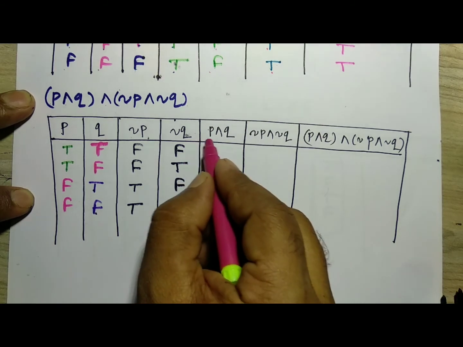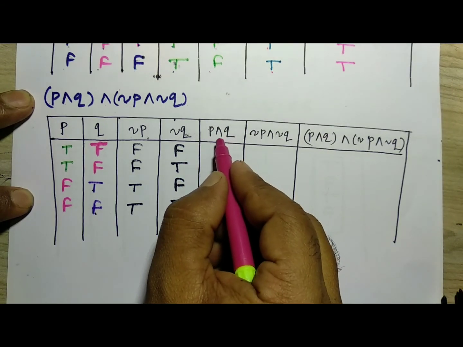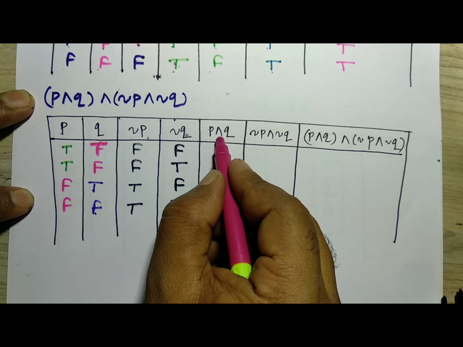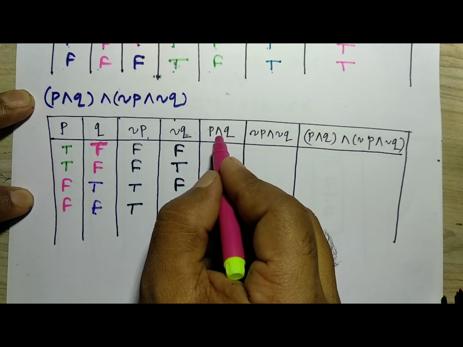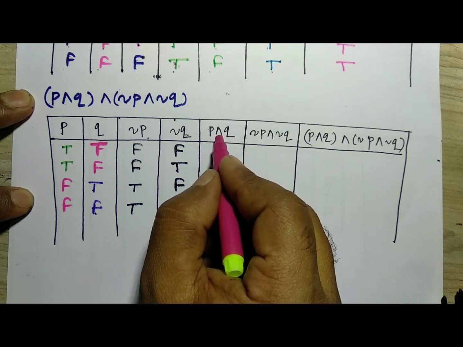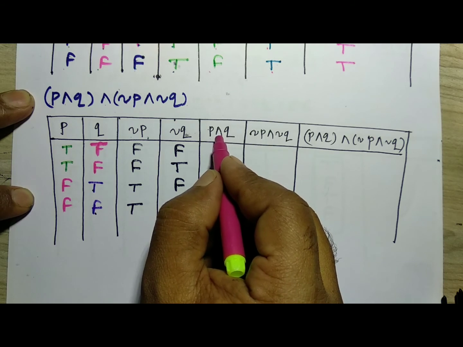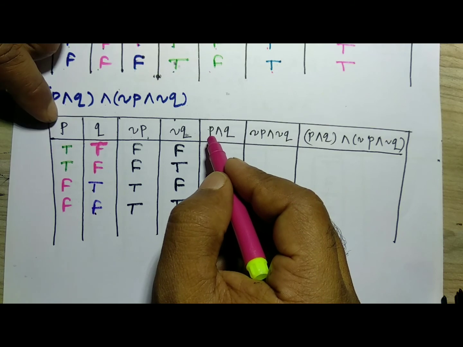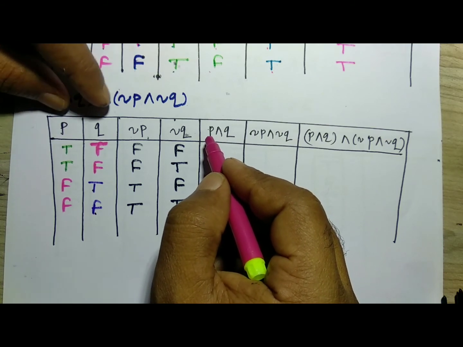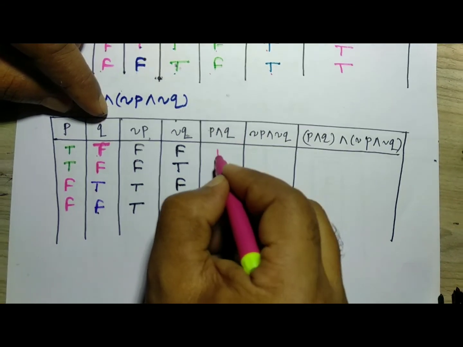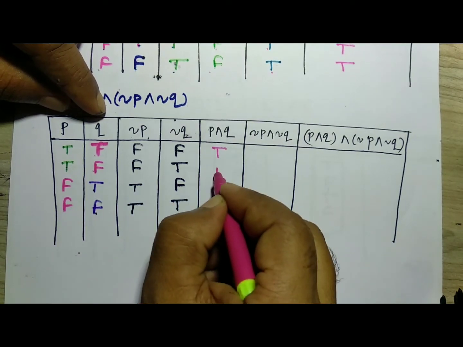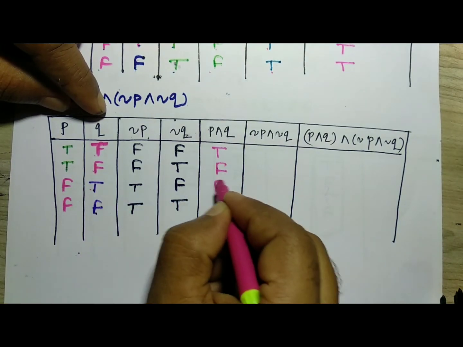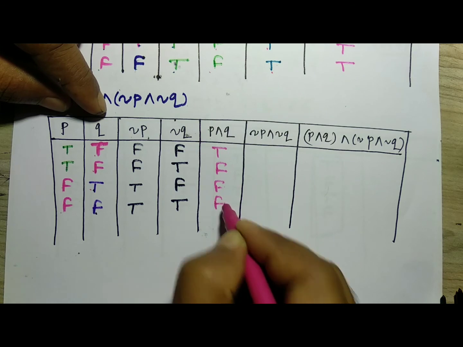And right now P and Q is here. What is the rule of and? The rule of and is nothing but if both statements are true, then it is true, otherwise false. And therefore you have to consider P and Q here. The P statement is here and the Q statement is here. If both statements are true, then it is true; true, false, then it is false; false, true, it is false; false, false, it is false.